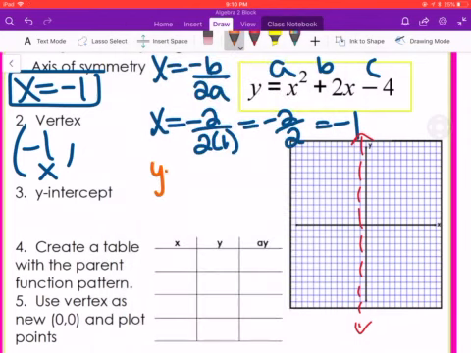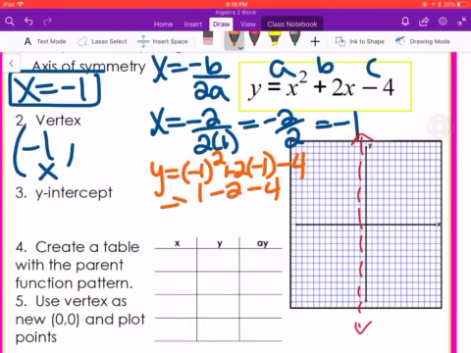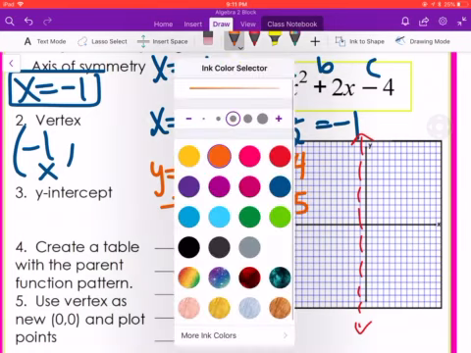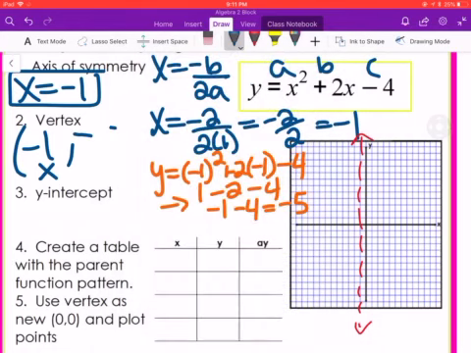So I will get y equals negative 1 squared plus 2 times negative 1 minus 4. Negative 1 squared is 1. That'll be minus 2 minus 4. Then you have to work from left to right. So negative 1 minus 4 is negative 5. So my vertex is negative 1, negative 5. So I can graph that. 1, 2, 3, 4, 5. Negative 1, negative 5.